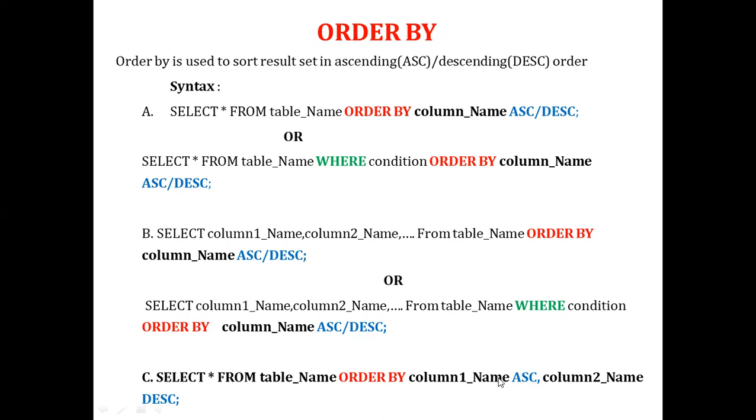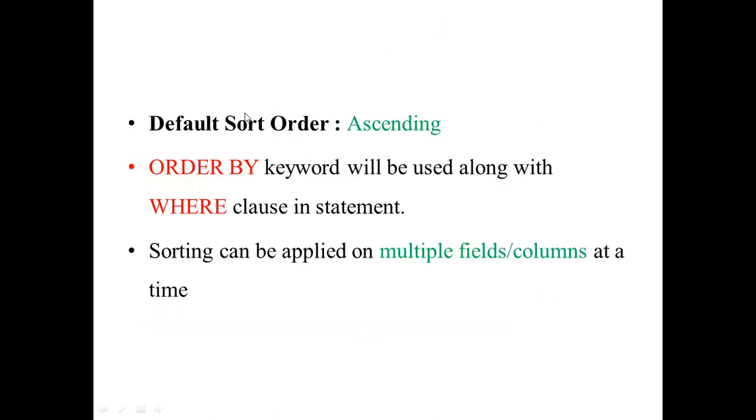First of all, the first condition will be applied. Then within the result set you get, if any repetition occurs, that is, the same data is followed, then on that repeated data your second condition is applied. The default sort order remains ascending, as I told you. The ORDER BY keyword can also be used along with a WHERE clause in statements. Sorting can be applied on multiple fields or columns at a time.